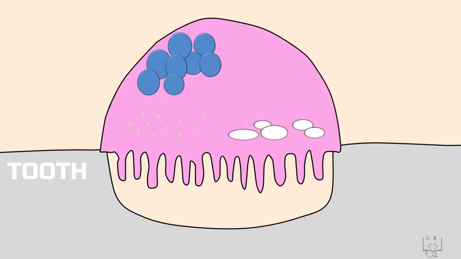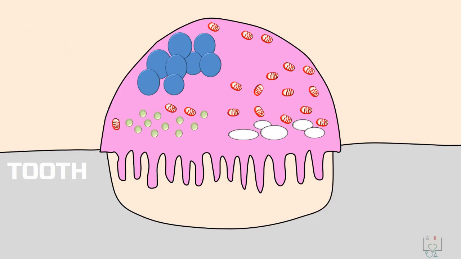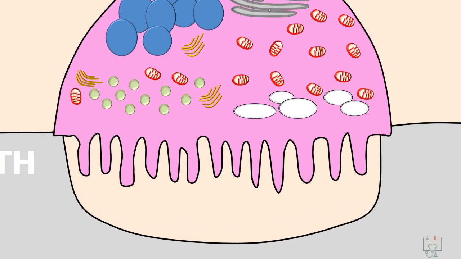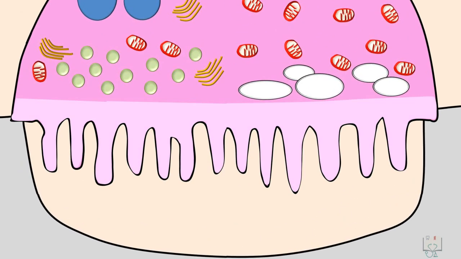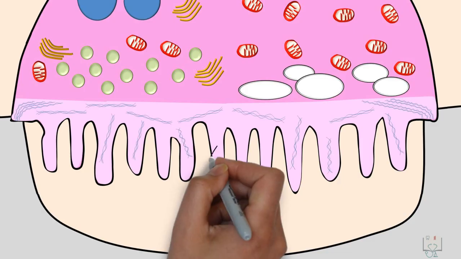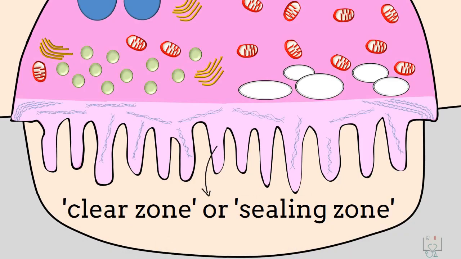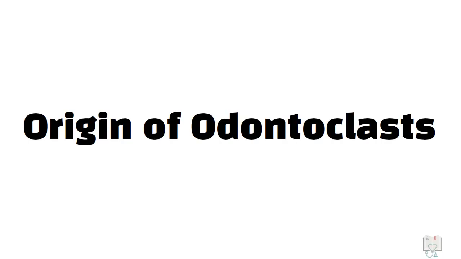It has numerous vacuoles and vesicles which are more concentrated towards the ruffled border. The cytoplasm is rich in mitochondria, sparse in rough endoplasmic reticulum but with extensive Golgi apparatus. Just peripheral to the ruffled border is a zone which has no cell organelles but is rich in filamentous proteins. This zone is called clear zone or sealing zone.